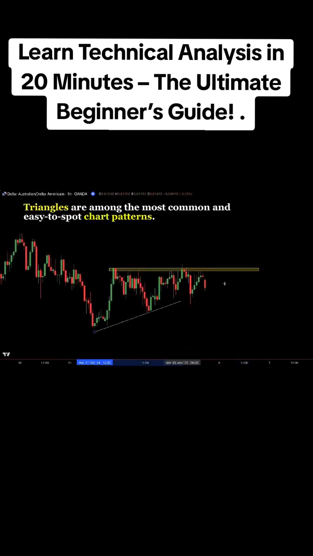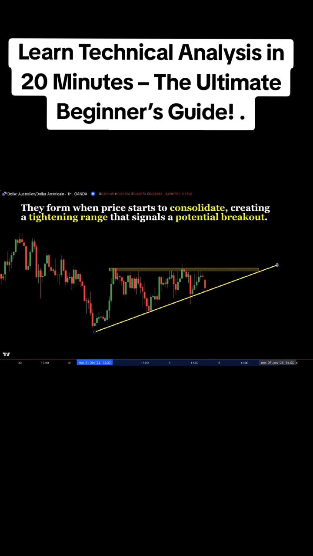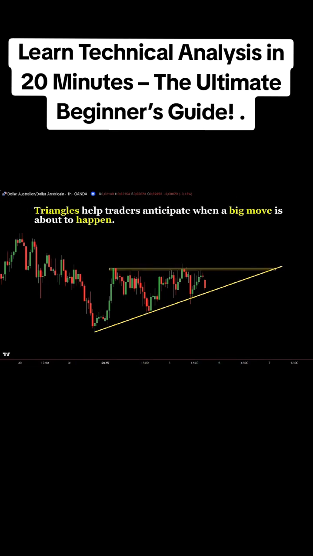Triangles are among the most common and easy to spot chart patterns. They form when price starts to consolidate, creating a tightening range that signals a potential breakout. Triangles help traders anticipate when a big move is about to happen. There are 3 main types of triangle patterns.